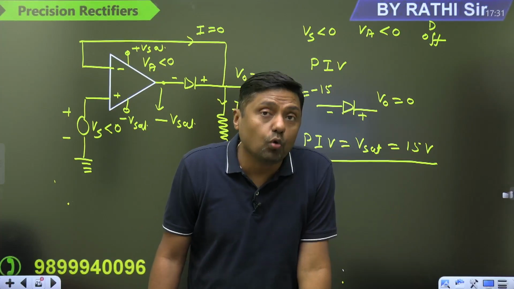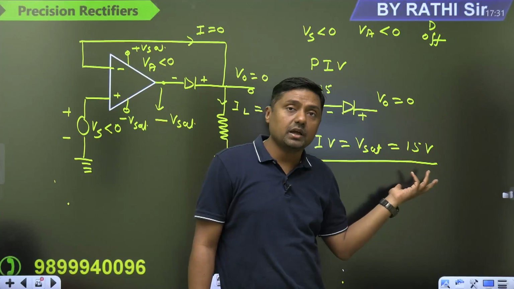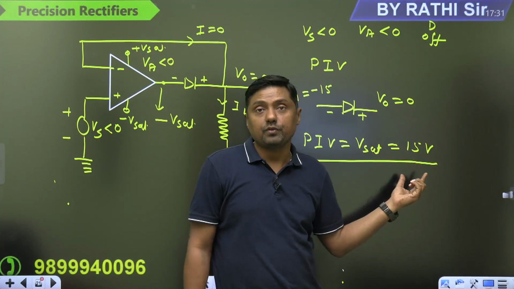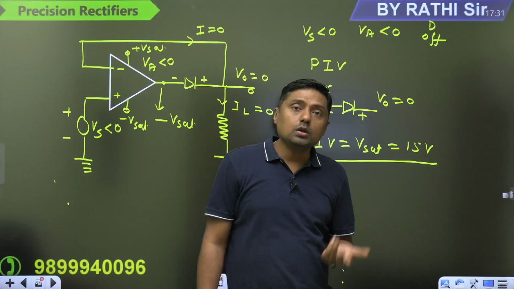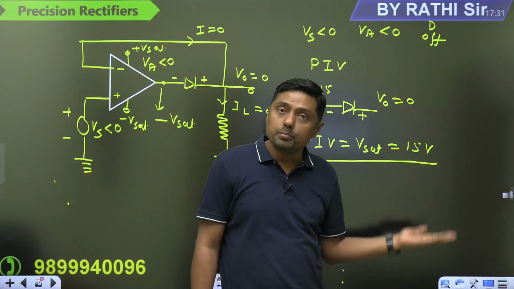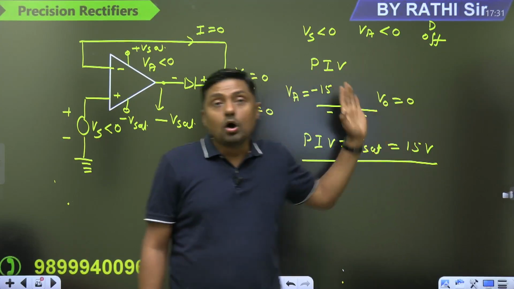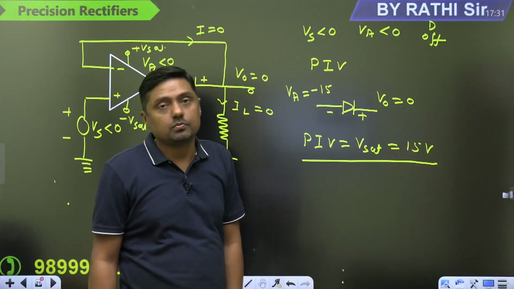The breakdown voltage should be greater than what PIV? What is the PIV appearing across this? 15 volt. Then the breakdown voltage should be greater than 15 volt. That is very high, because we want to rectify the signal in the range of millivolt and we are getting the PIV in the range of volts. So how can we reduce this PIV? That is the next diagram.